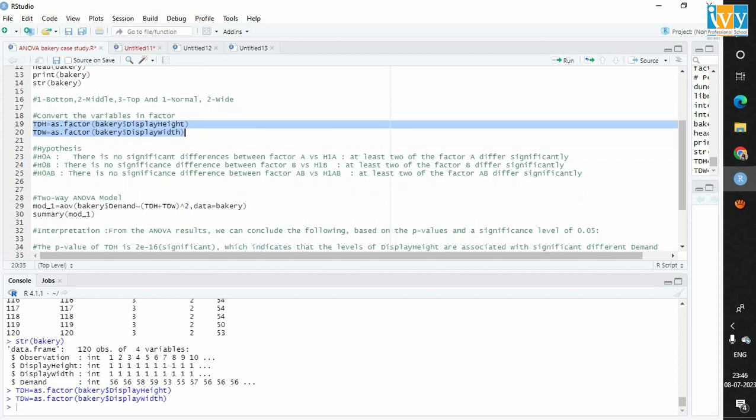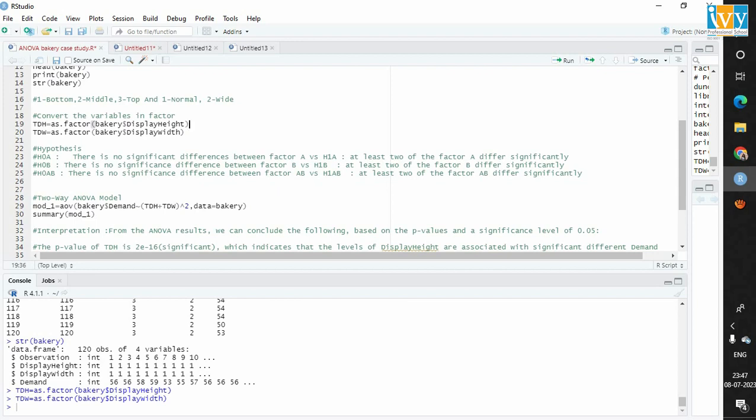Okay, now as we have converted them into factors, we have to state our hypothesis. So we want to test if there is any significant difference between the levels of factor A, which is the DH, factor B, DW, and the interaction between them. Our null hypotheses, denoted by H0A, H0B, and H0AB, state that there is no significant difference between the levels of factor A, B, and their interaction respectively. On the other hand, we have our alternative hypotheses, H1A, H1B, and H1AB, which state that at least two levels within each factor or their interaction differ significantly.